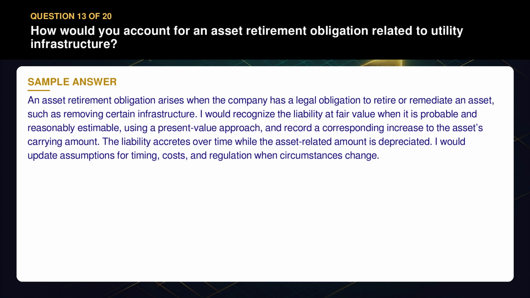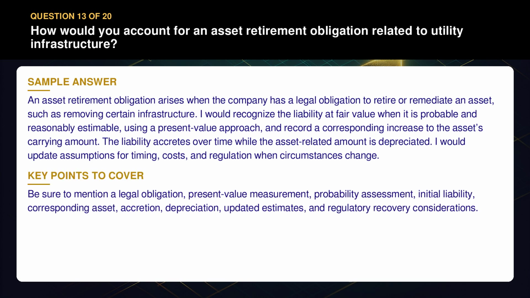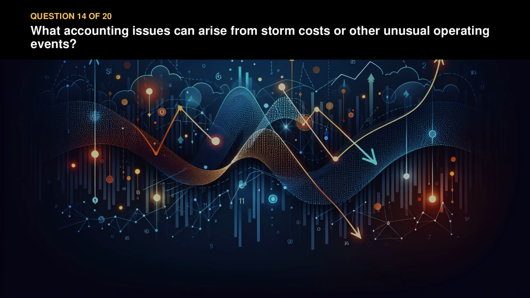The liability accretes over time while the asset-related amount is depreciated. I would update assumptions for timing, costs, and regulation when circumstances change. Be sure to mention a legal obligation, present value measurement, probability assessment, initial liability, corresponding asset, accretion, depreciation, updated estimates, and regulatory recovery considerations. Question 14.